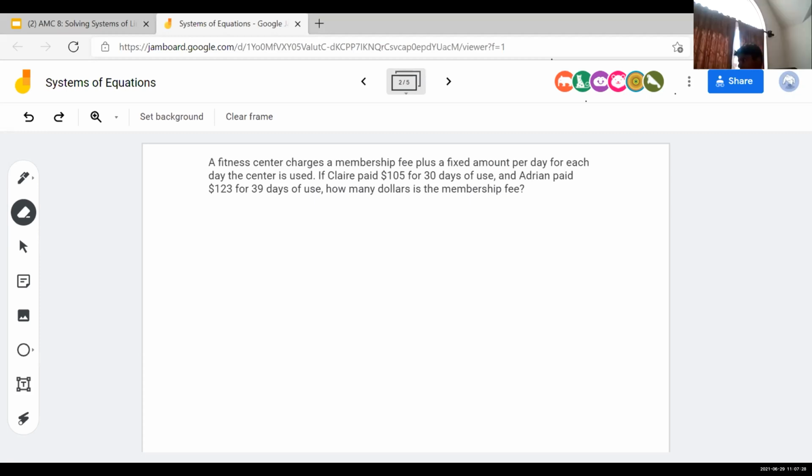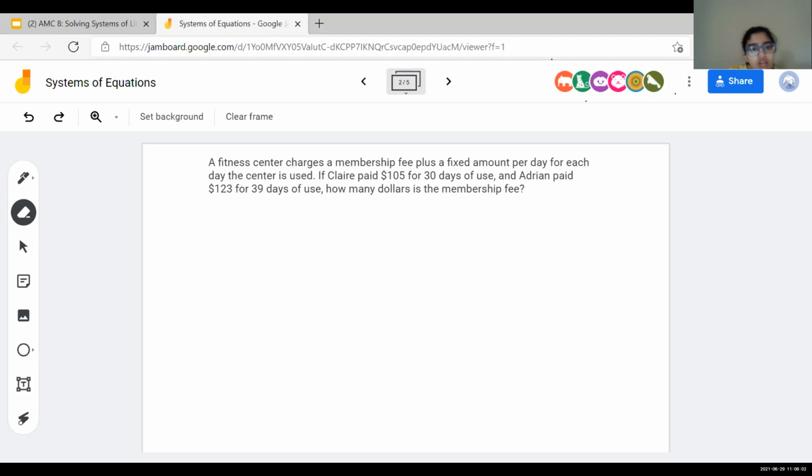So the fixed amount per day, let's say this is D, because it's the daily amount. And let's say that the membership fee is M. So we can set up an equation. Claire pays $105, and these units are all in dollars. $105 equals 30D, because that's the daily amount, plus the membership fee.